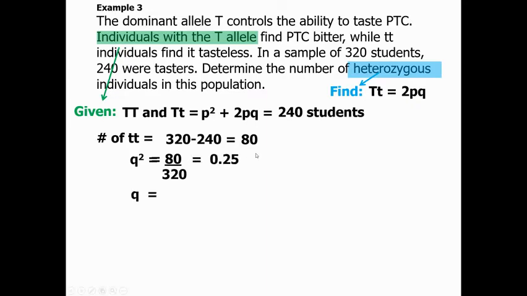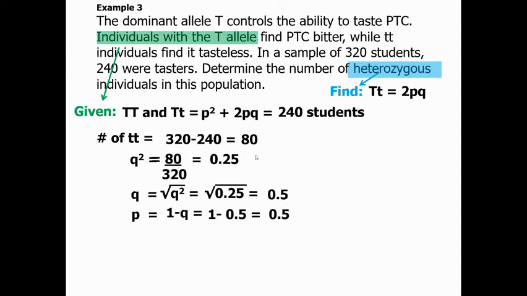Next step is to find q, which is the square root of 0.25, which is 0.5. Then we find p. p is 1 minus 0.5, to get 0.5. And finally, 2pq. 2 times p times q. Final answer is 0.5. Let's check the question.